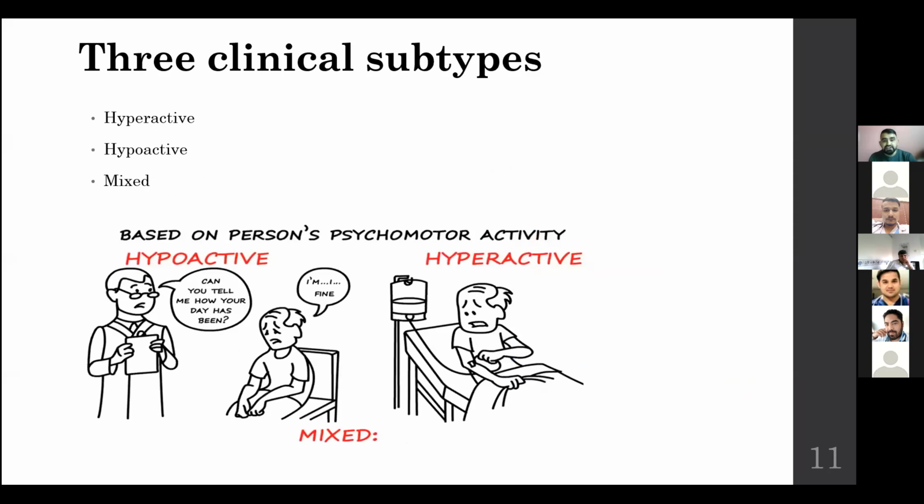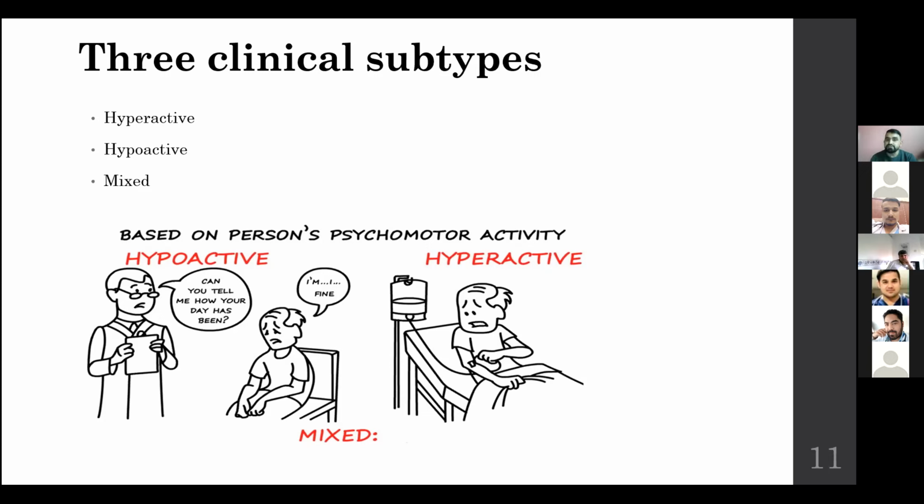There are 3 clinical subtypes of delirium. They are hyperactive, hypoactive, and mixed, based on the person's psychomotor activity. Hypoactive has features like decreased alertness, slow speech, lethargy, and apathy. Hyperactive has features like heightened arousal, restlessness, and wandering. Sometimes a hyperactive patient can be very aggressive, which is difficult to manage in the emergency department.